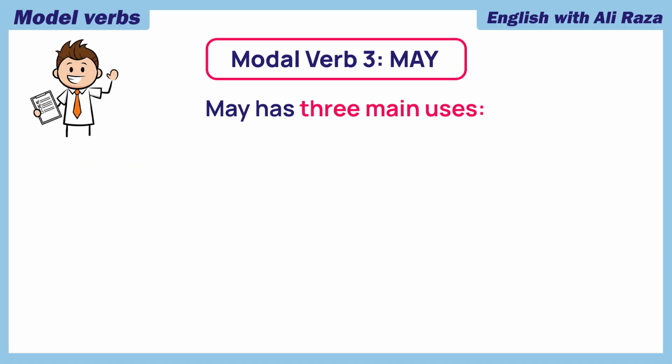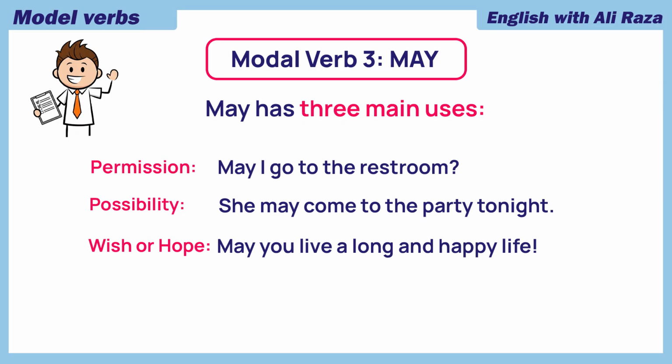Modal verb 3. May. May has 3 main uses. Permission. May I go to the restroom? Possibility. She may come to the party tonight. Wish or hope. May you live a long and happy life. Like, may the force be with you.